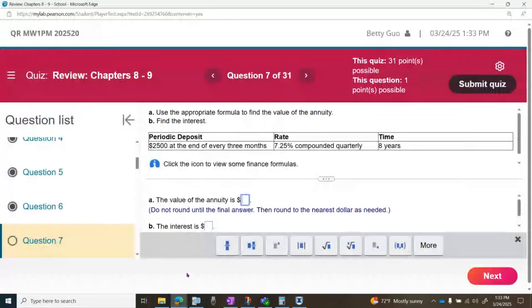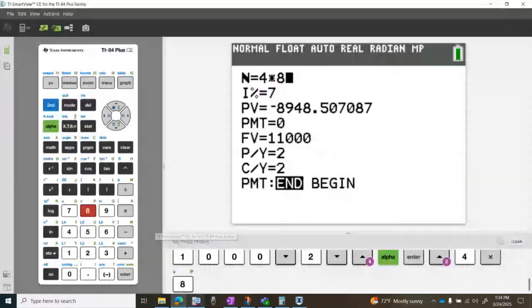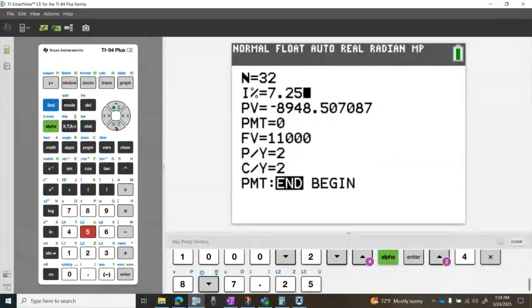I just need to double check the key information. Yeah, 4 quarterly, 3 months, right? Quarterly, 8. And the interest rate 7.25. Present value, how much?